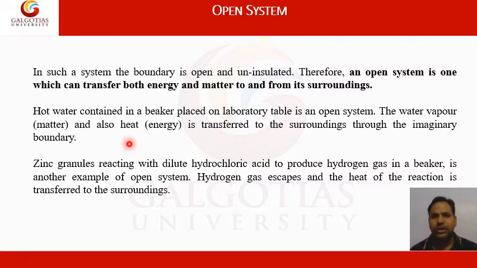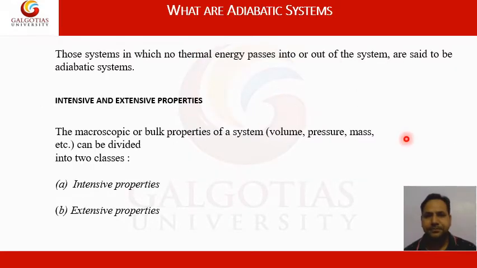Zinc granules reacting with dilute hydrochloric acid to produce hydrogen gas in a beaker is another example of an open system. Hydrogen gas escapes and the heat of the reaction is transferred to the surroundings. So an open system is a system where matter and heat both will exchange with its surroundings. Many examples of this kind are considered open systems. Now move to the next slide.